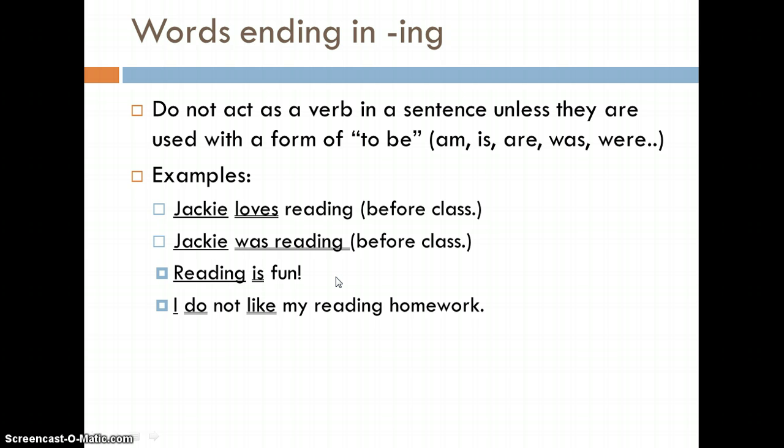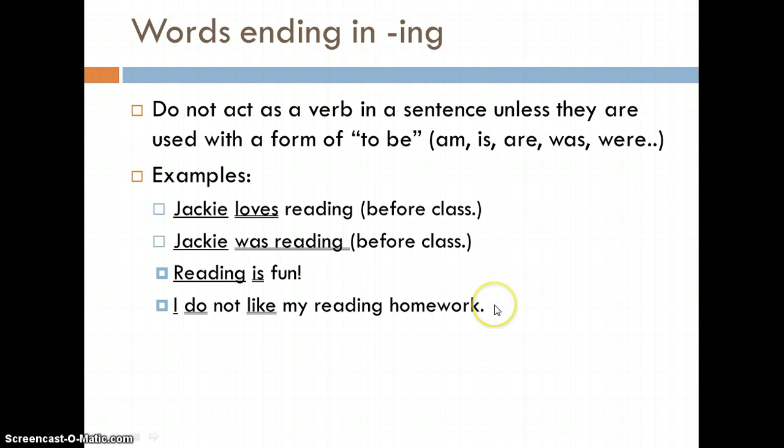Another example, reading is fun. In this case, we don't have any prepositional phrases. We have a very short sentence. We look for any verbs in the sentence, and is is our verb. And then we ask, what is? What is it that's fun? Reading. So notice that here, reading, the word ending in ing, is acting as the subject of the sentence. And it can be a subject. So again, words ending in ing are only acting as a verb in a sentence if they're used with a form of the verb to be.